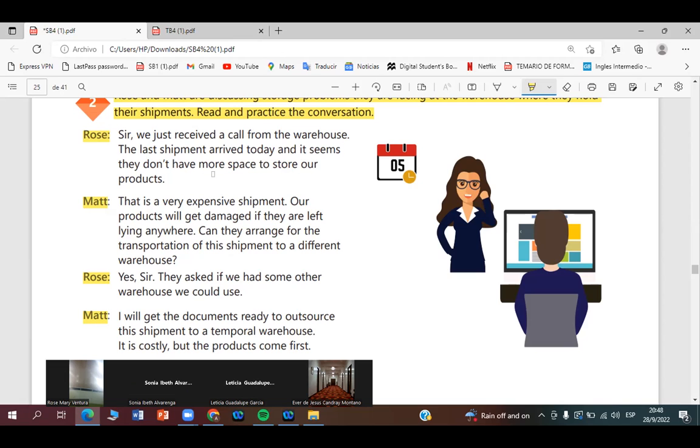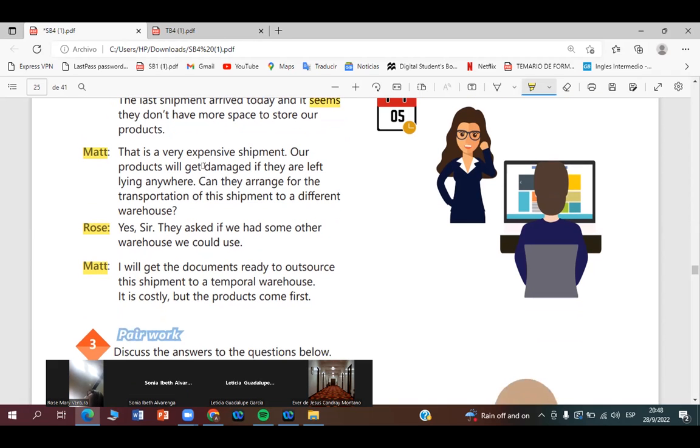Okay, there are some special words that I want you to pronounce clearly. Seems, this seems. Okay, repeat, seems. Then we have another one, which is damaged. Damaged. Very nice. Okay, lying. Lying. Documents. Documents. Okay. Outsource. Costly. Okay.